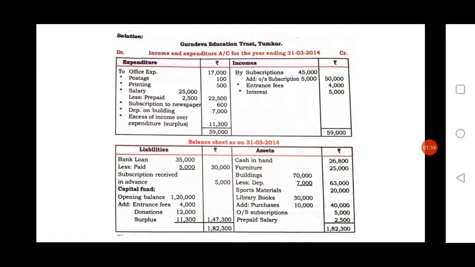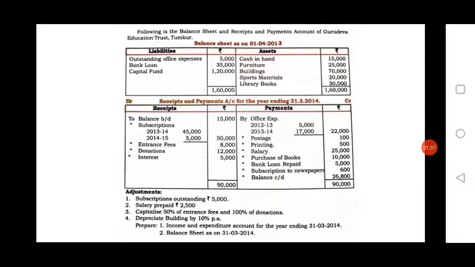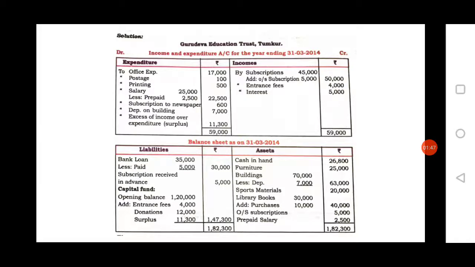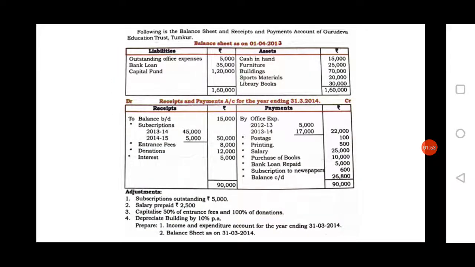Next item in the payment side, printing rupees 500. Related adjustment not given. Printing is also revenue expenditure, therefore in the expenditure side you have to write to printing rupees 500. Next item in the payment side, salary. Salary is also revenue expenditure, that is of rupees 25,000.